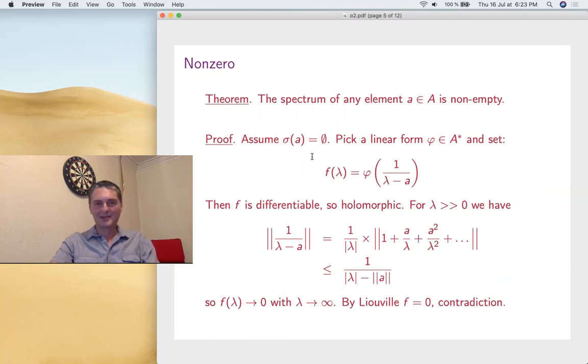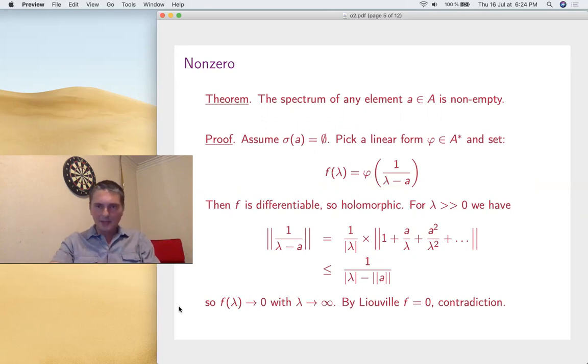So we do it by contradiction. Let's pick an arbitrary linear form f and apply it to the inverse of lambda minus A. I use here the fact that the spectrum is empty, so this inverse exists for any lambda. Now f of this is of course differentiable because the inverse is differentiable. It's the same formula as in classical calculus. So it's holomorphic. And the point is that an inequality will prove that it's going to decrease at infinity to 0. So by Liouville it's going to be 0, and that would be a contradiction.